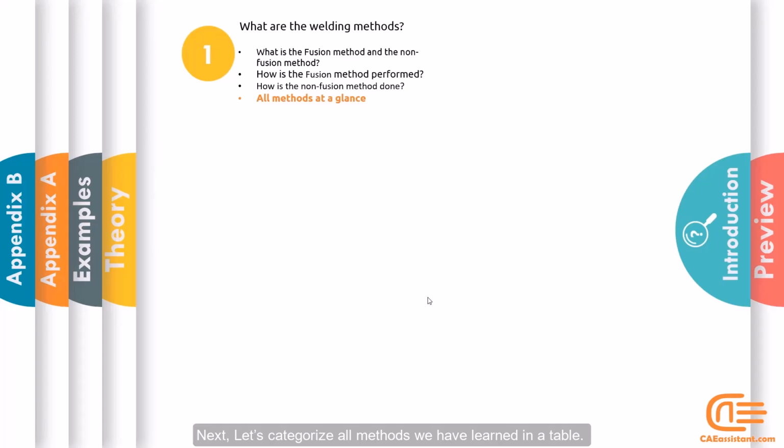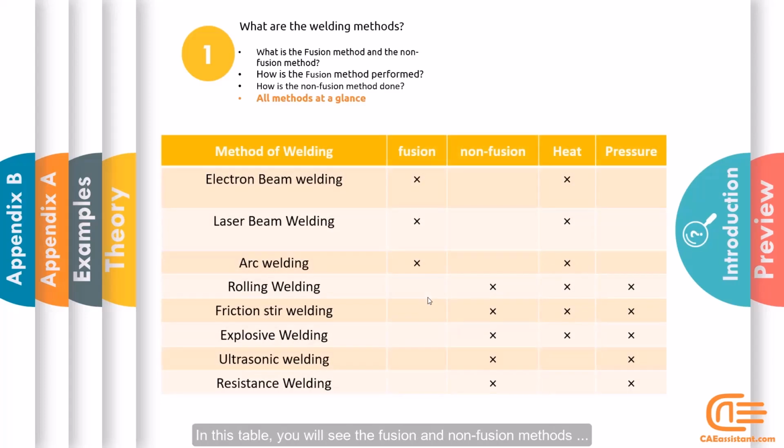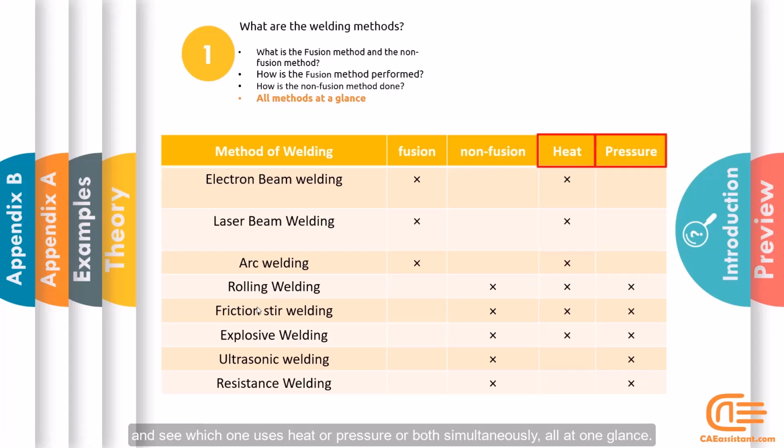Next, let's categorize all methods we have learned in a table. In this table, you will see the fusion and non-fusion methods, and see which one uses heat or pressure or both simultaneously, all at one glance.